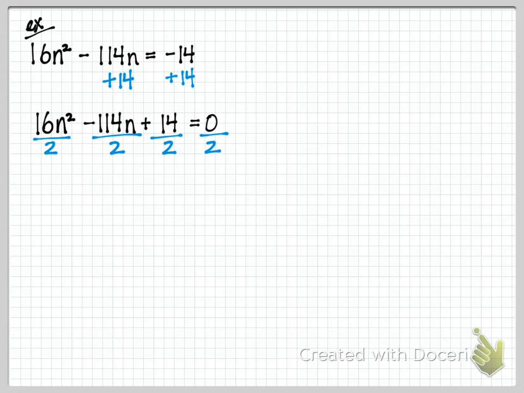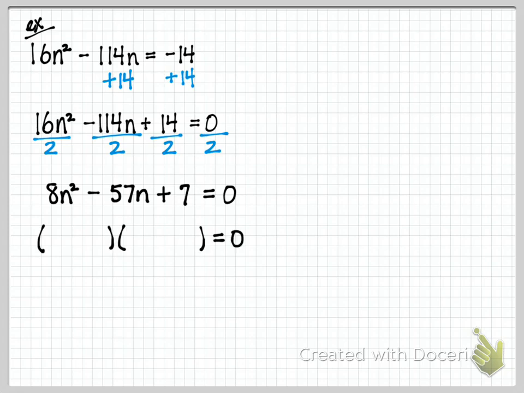And I notice that all 3 of those terms, 16, 114, and 14, are all divisible by 2. So we want the smallest numbers we possibly can. Factor out anything that's common in all the terms. Now we have a simpler equation to factor. You could use the diamond box factoring, which we've discussed in class, but I'm going to be only using this grouping method in this video to help people remember what that's all about.